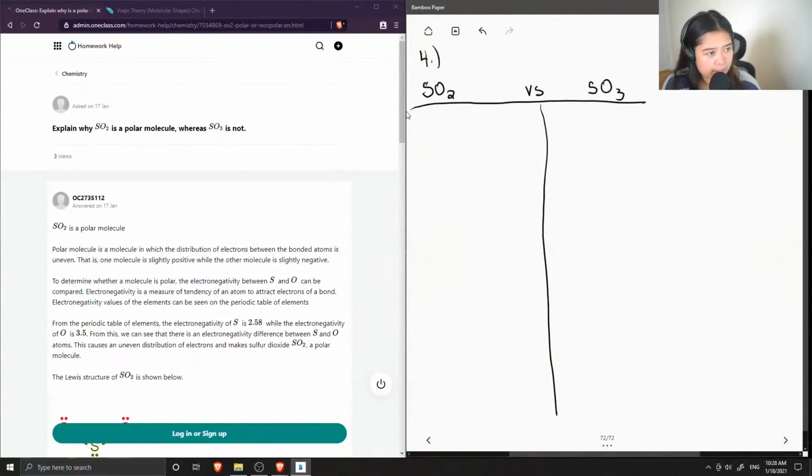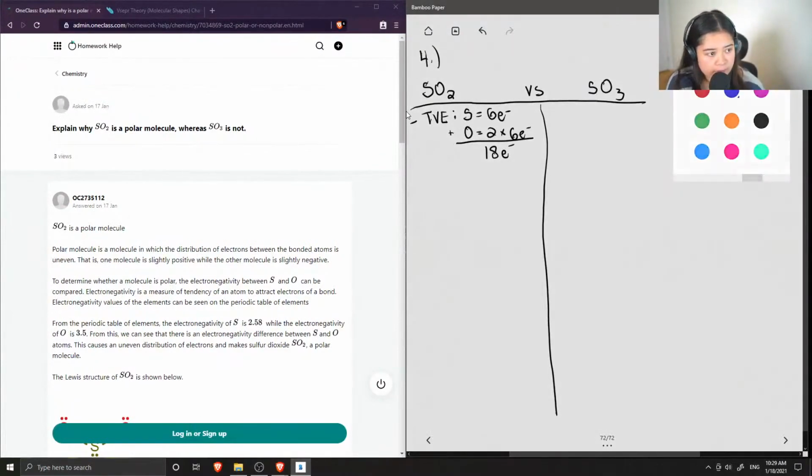Okay, so let's find out how many total valence electrons SO2 has. SO2 contains a sulfur that has 6 valence electrons and 2 oxygen atoms that also have 6 valence electrons. So if we add it up, we have a total number of 18 valence electrons in SO2.